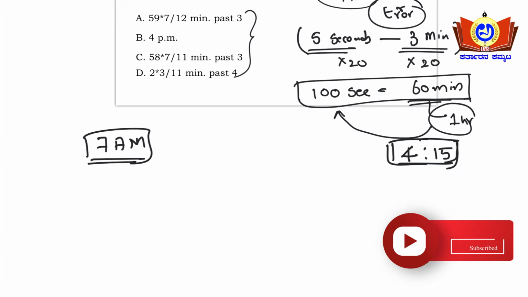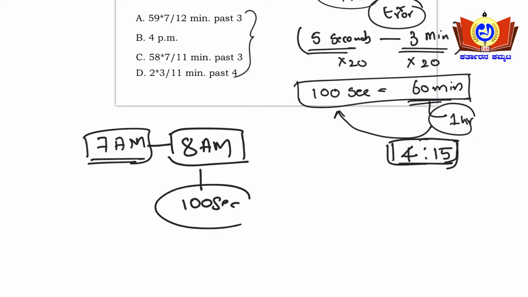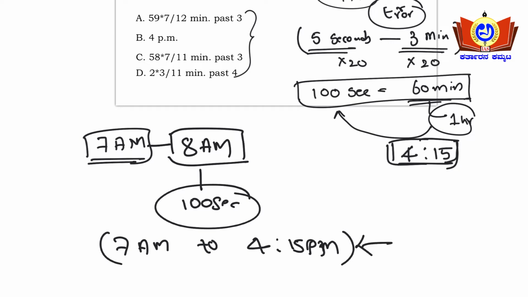Okay, so from 7 a.m. to 8 a.m. it is 1 hour, so error will be 100 seconds. Okay, so from 7 a.m. to 4:15 p.m., how many hours are there? Actually it is 9 hours and 15 minutes.